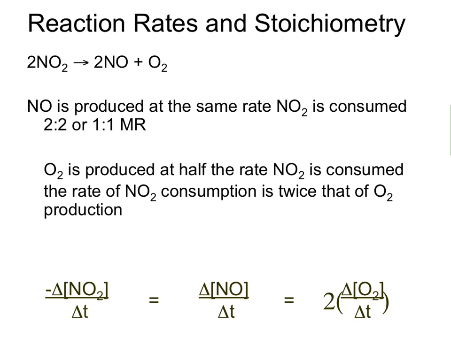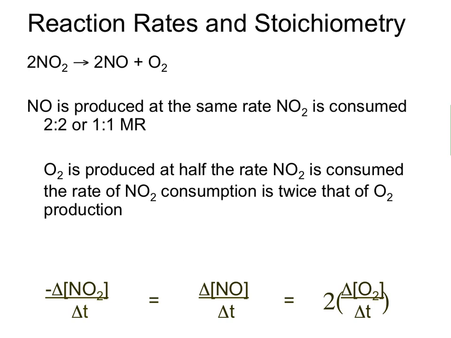Now, O2 is also a product that's being produced, and in this case, O2 is going to be produced at half the rate that NO2 is consumed. Another way to look at this is that the rate of NO2 consumption is twice that of O2 production. We have a 2 to 1 ratio here. So in order for us to relate our average reaction rates, we need to look at the stoichiometry associated with the specific reactions.